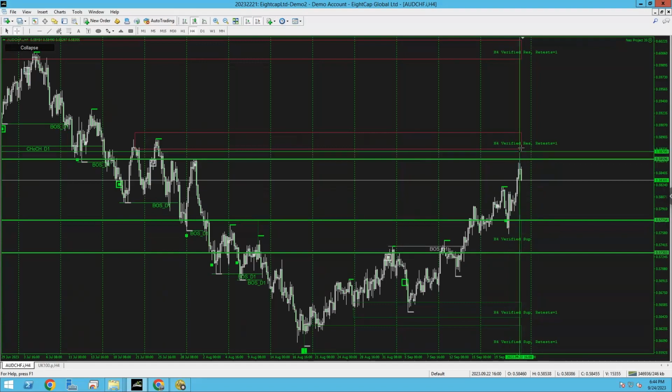So I would say a good target would be maybe this verified level here, from here to here, and that will give you your 1 to 2 trade setup. Done. That's exactly what I've told you there. This is how simple it is.